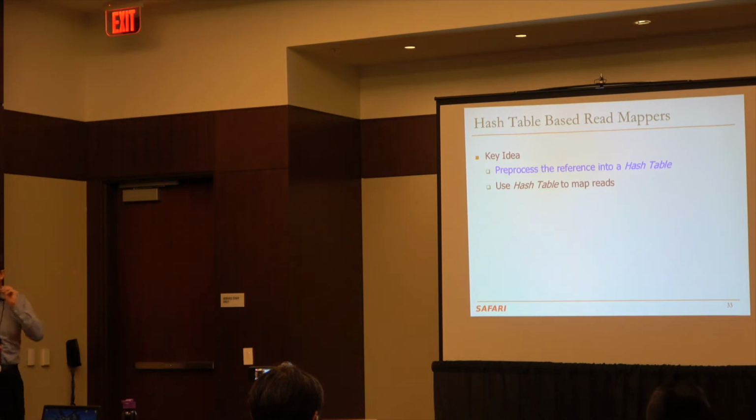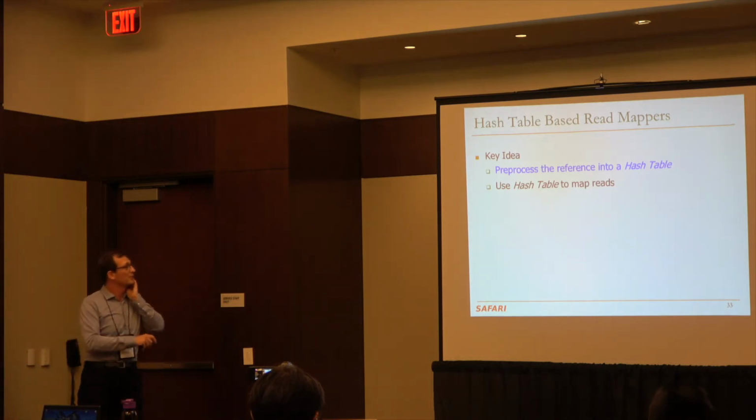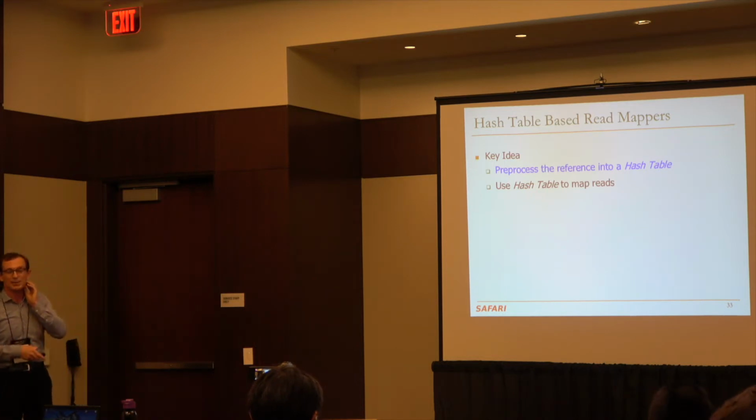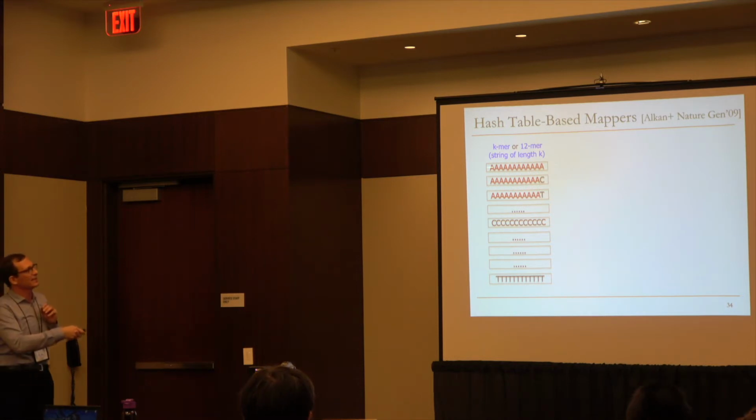Okay, so let's look into these hash table-based mappers that we're going to focus on. So the key idea is twofold. You pre-process the reference into a hash table, and you use the hash table to map the reads. So let's look at the pre-processing. This is based on a mapper that we designed a long time ago. This is the hash table. Essentially, you have these 12-mers in this case. You have strings of length k.